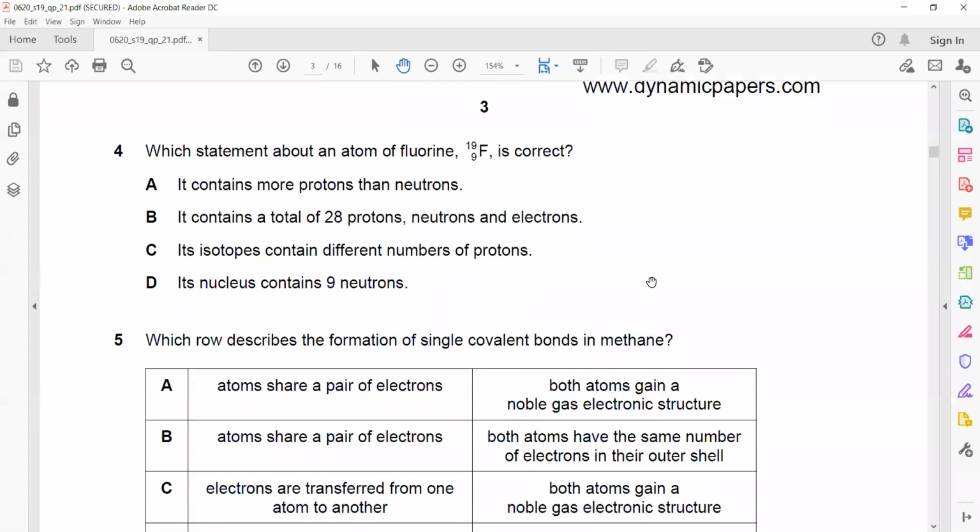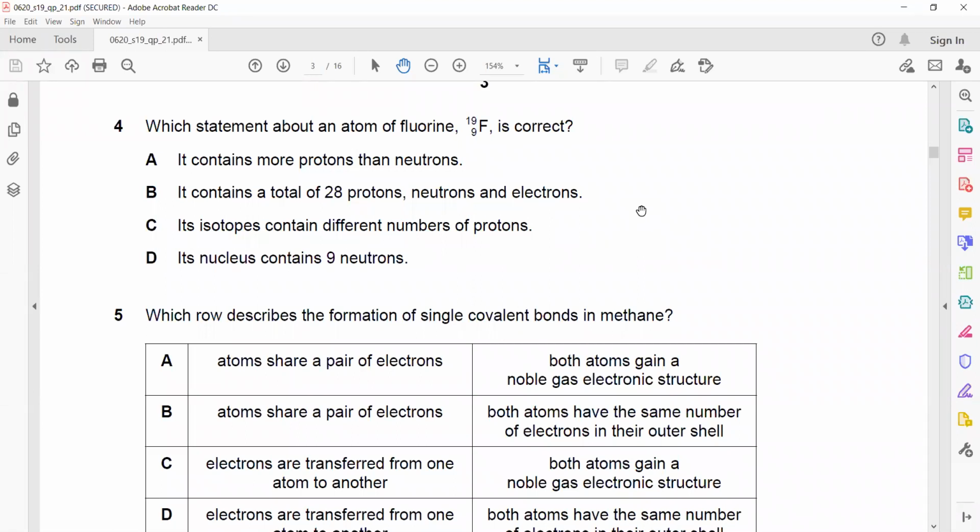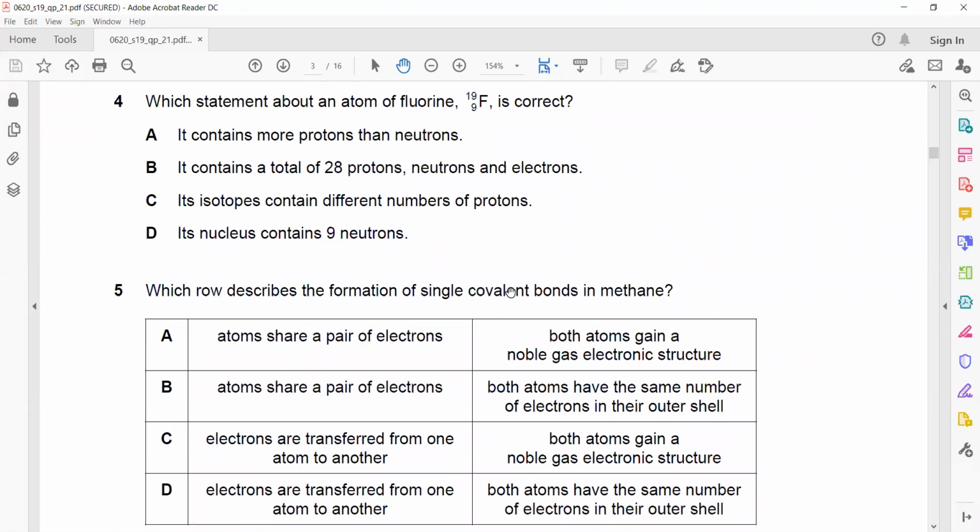Question 4. Which statement about an atom of fluorine is correct? A. It contains more protons than neutrons. When you find there are 9 protons, how many neutrons are there? 19 minus 9, so 10 neutrons are there. So it does not contain more protons. So statement A is not correct.